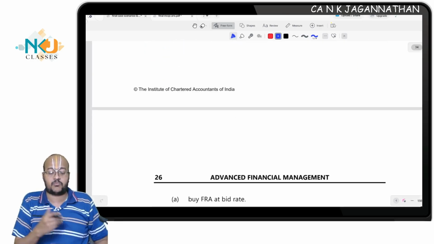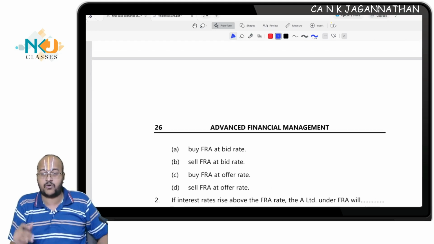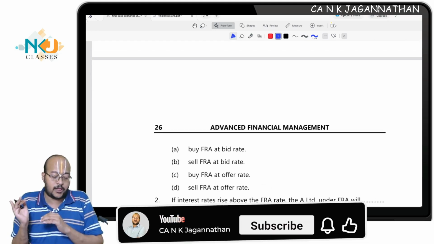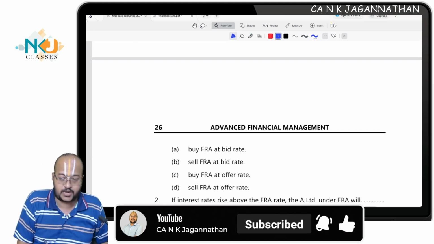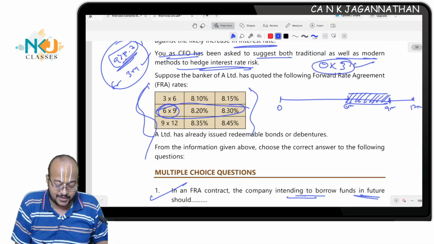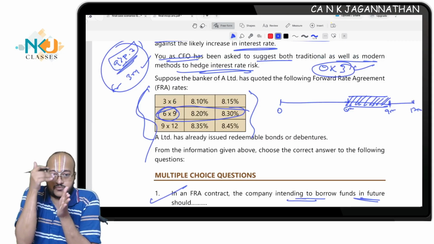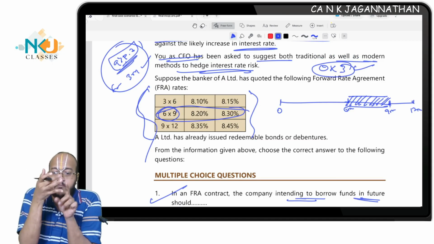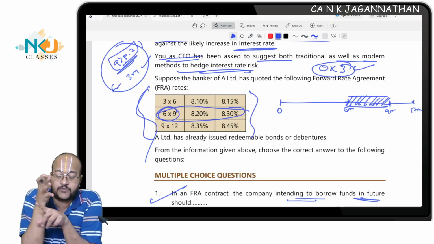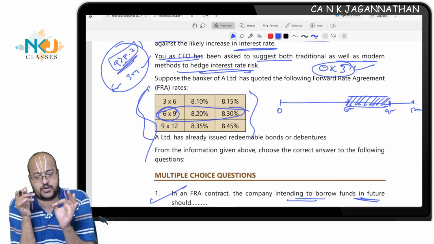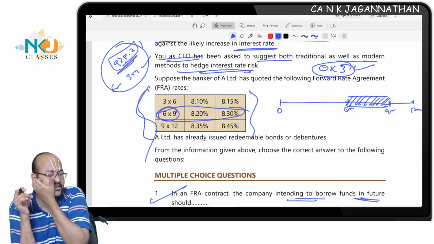I told you, if you want to borrow funds in the future, you will buy FRA, not sell FRA. Okay, buy FRA now. Very simple. Here also, if you see the interest rate, 2 things you need to understand. If you want to borrow tomorrow, which means you want to borrow now, as a borrower, you will be long FRA, you take a long FRA position. Why? All this I explained in the regular lecture.